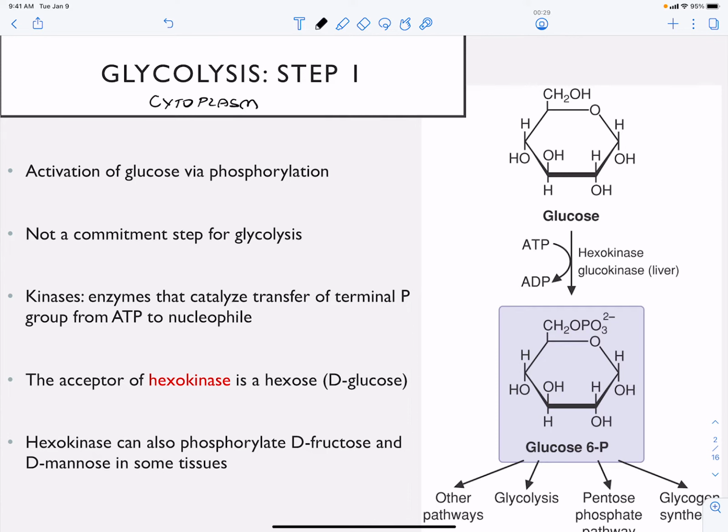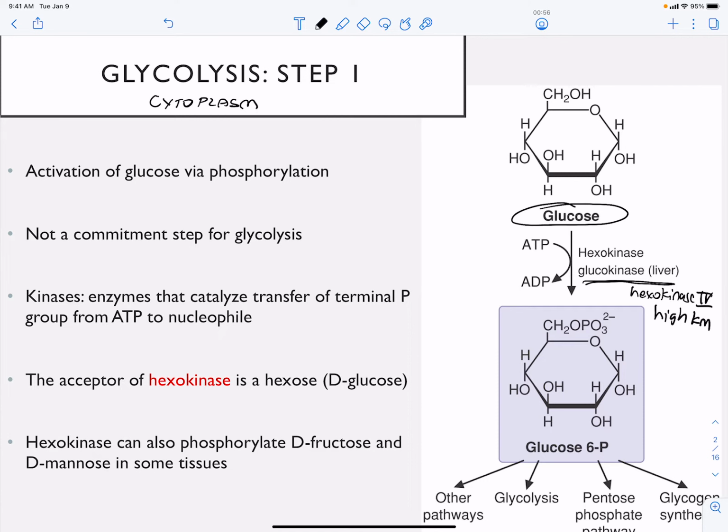So in glycolysis, you are going to start with glucose from your diet, and then you are going to add a phosphate group through one of the hexokinase enzymes. And so there are 4 hexokinases. In the liver, this is called glucokinase or hexokinase 4. And it has a high Km, low affinity for glucose.